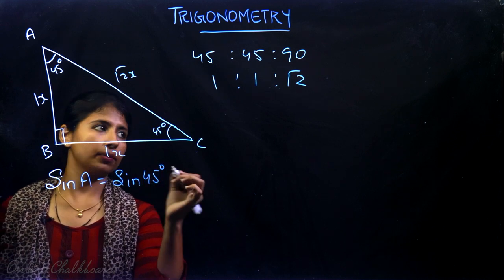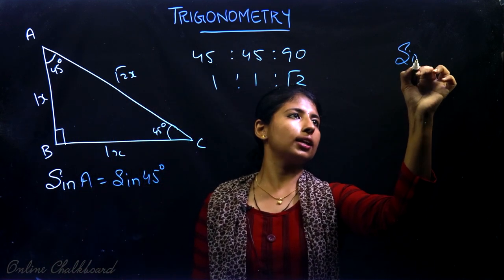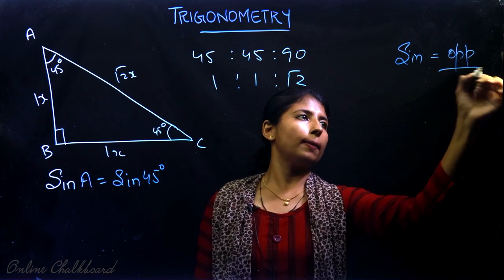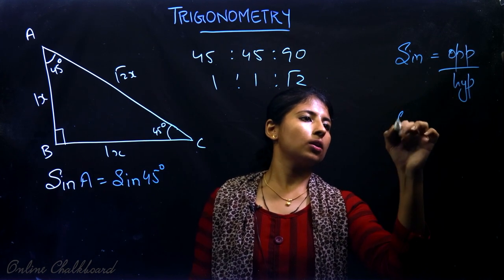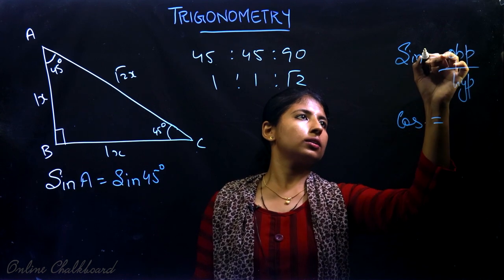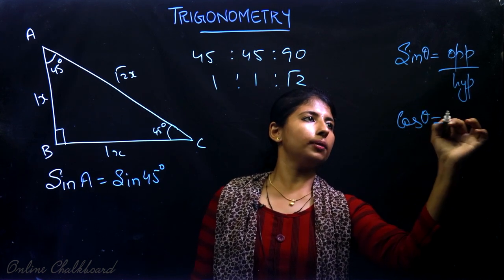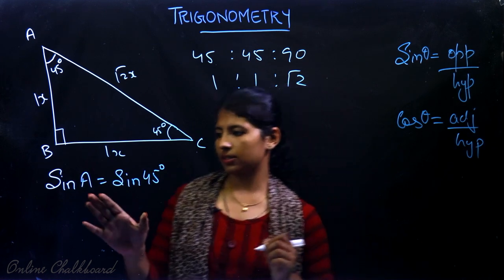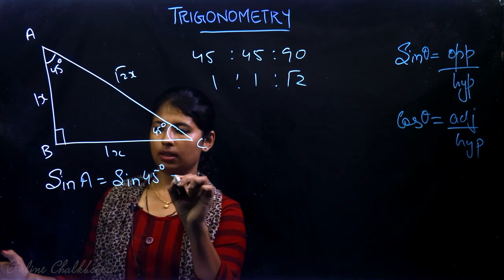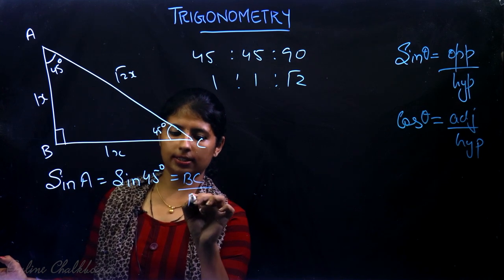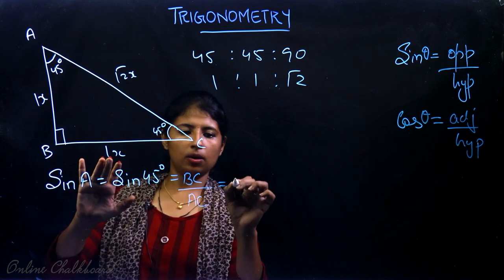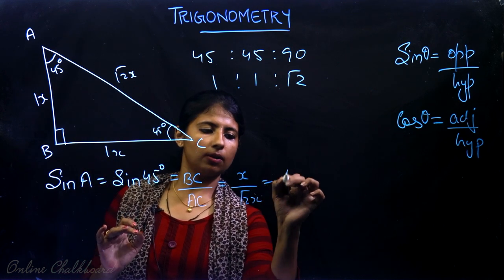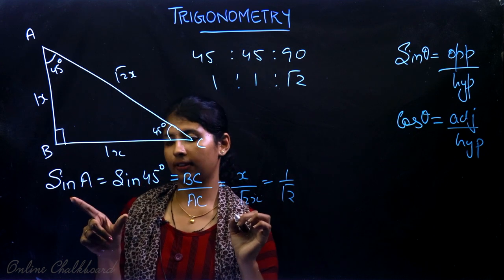We will use the formula. Sin theta is equal to opposite side by hypotenuse. Cos theta is adjacent side by hypotenuse. Okay. Sin A is the opposite side BC by the hypotenuse AC. BC is x, AC is root 2x. That is 1 by root 2, which is sin 45.